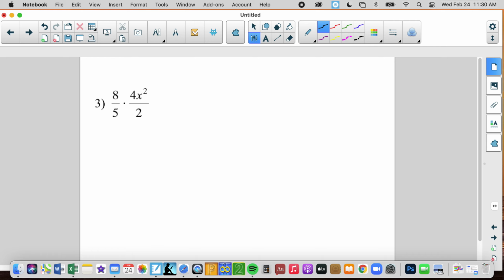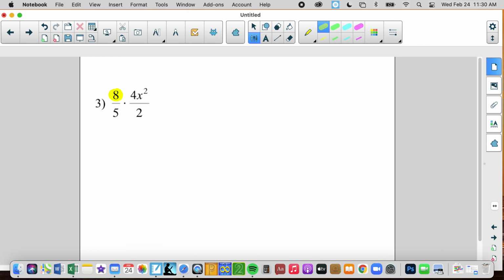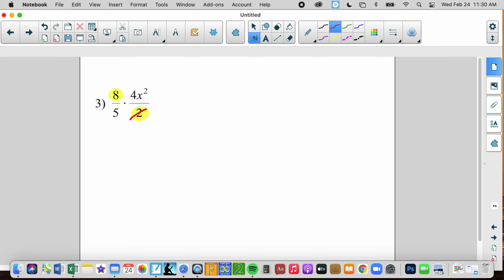Number 3, we're going to look for a common factor. I see an 8 in the numerator, a 2 in the denominator. I know they have a common factor of 2. 2 goes into 2 once. 2 goes into 8 4 times. I look at these numerators, 4x squared. Nothing has a common factor with the denominator. So 4 times 4x squared is 16x squared. 5 times 1 is 5.